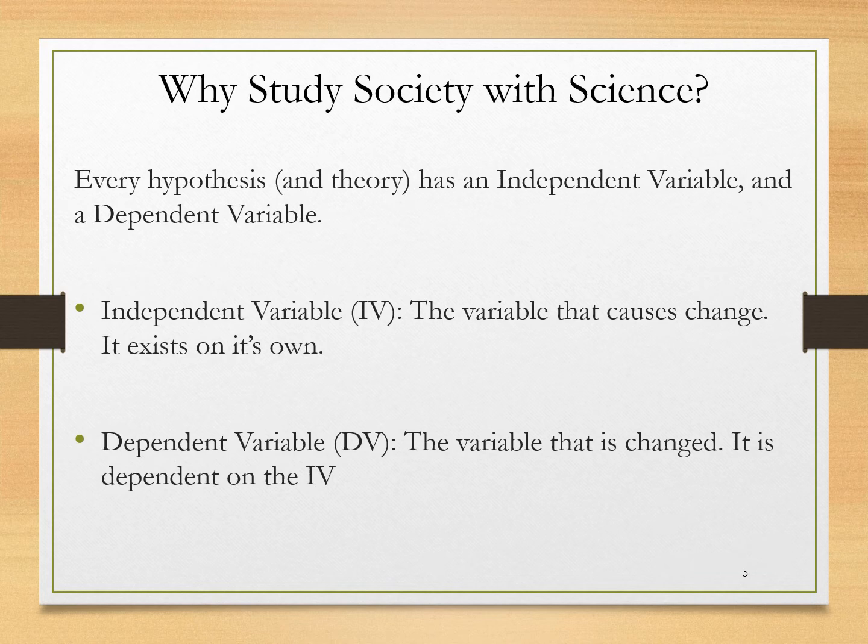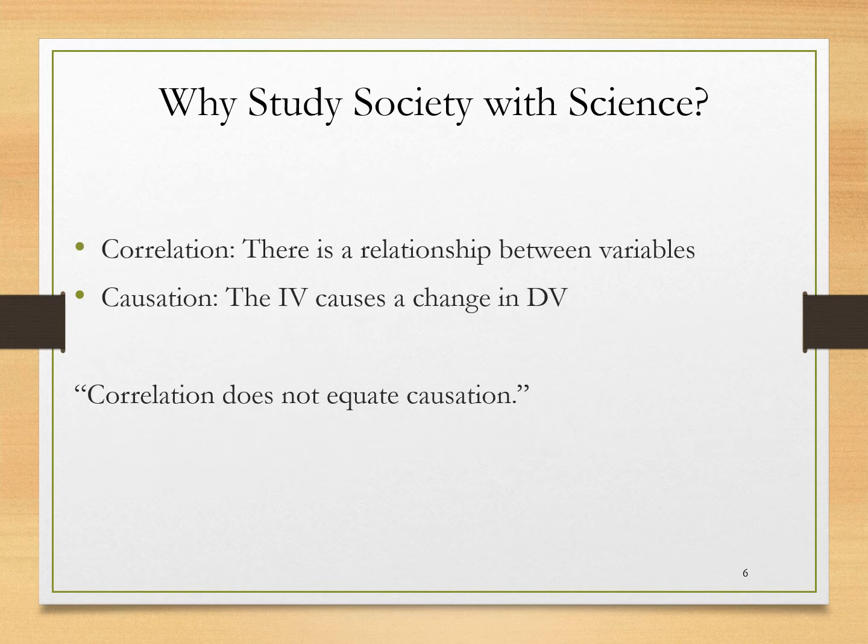So to use a very practical example, if you eat too much food on Thanksgiving, you will feel sick after you eat that food, right? The independent variable there is eating too much food on Thanksgiving. The dependent variable is feeling sick after you're done eating. And that's a very basic example of an independent variable versus a dependent variable.